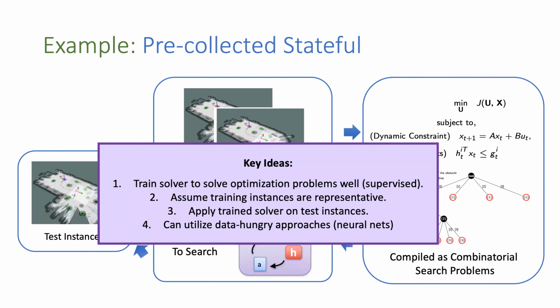The key idea is that we train a solver to solve an optimization problem well. We assume the training instances are representative. We apply the trained solver on test instances. In this approach, because we have a lot of pre-collected training data, we can utilize data-hungry approaches that have high model capacity, such as neural nets, to really learn how to solve this problem really well.